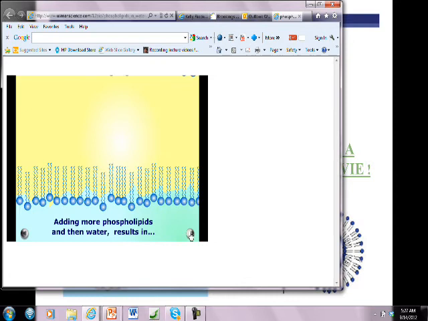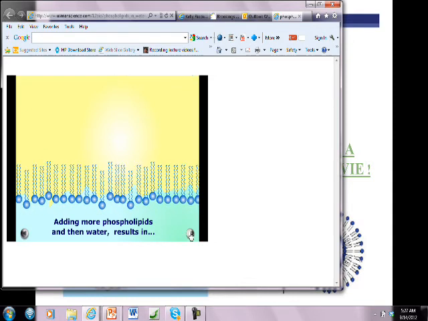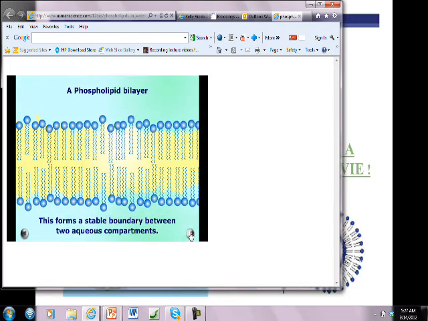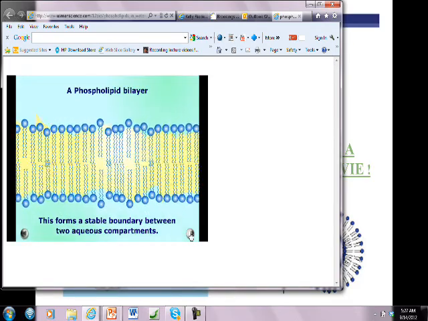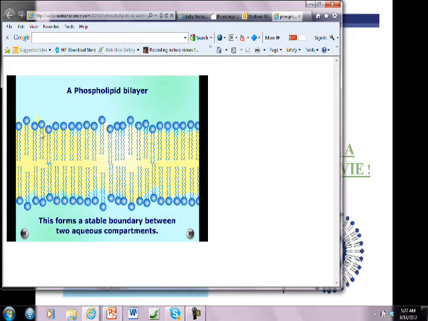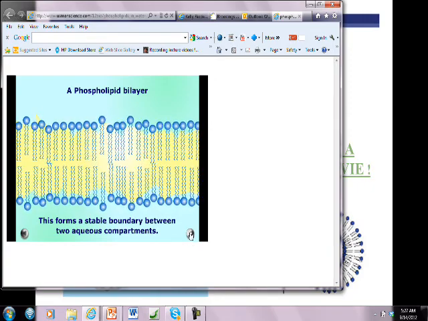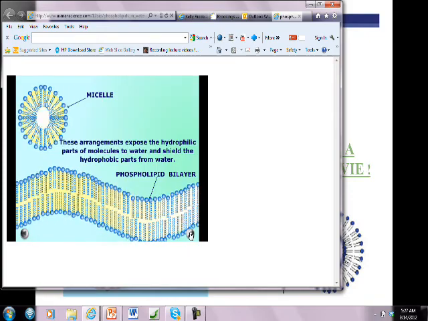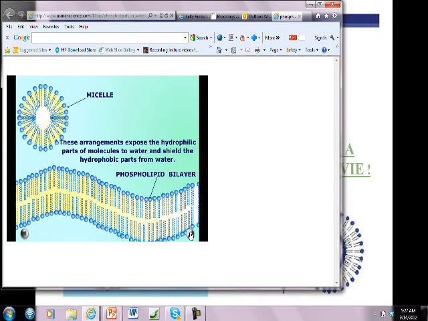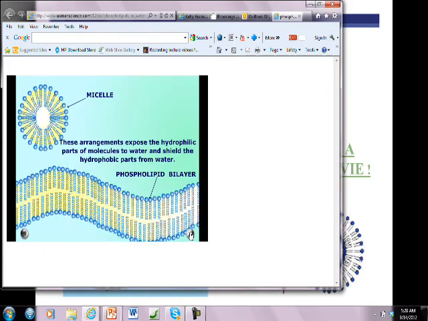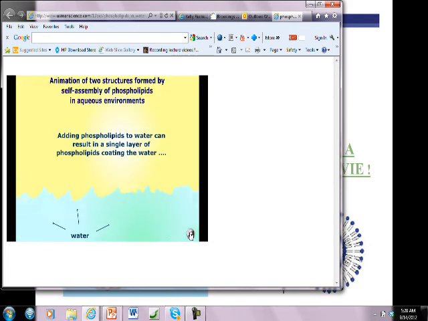If you add more phospholipids, it makes it harder and harder for them to orient the way they want, they can actually form a double layer, a boundary, with the tails in the middle like a sandwich, heads on the outside touching the water, and basically that's a cell membrane, right? It's a bilayer. So micelles and bilayers are all arrangements that form naturally when phospholipids' tails are trying to stay away from water in the environment.